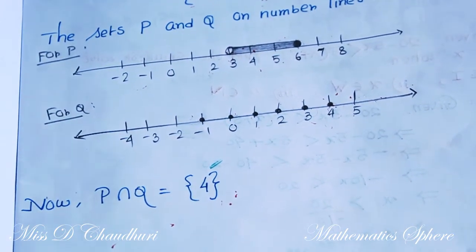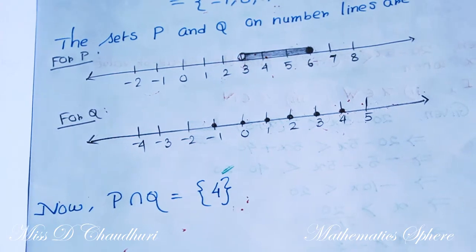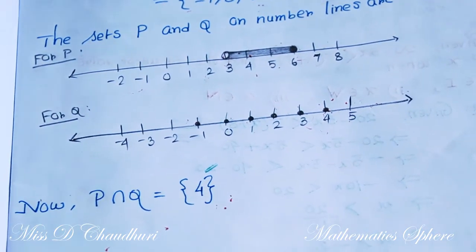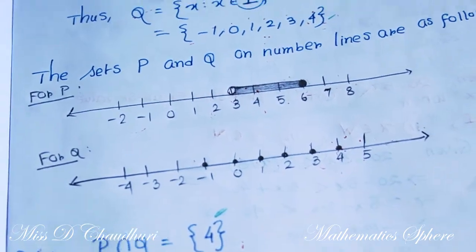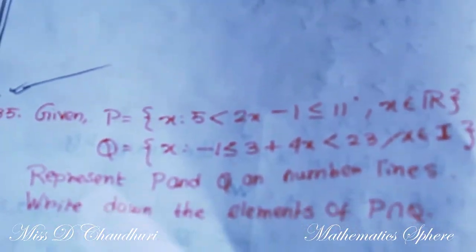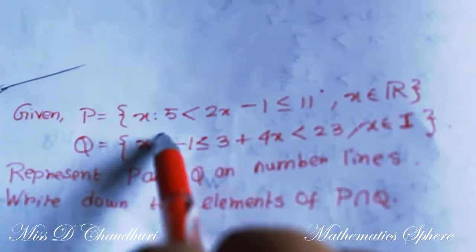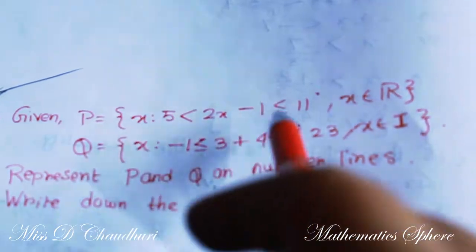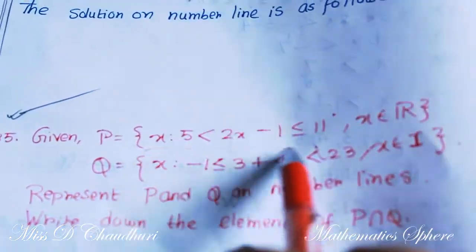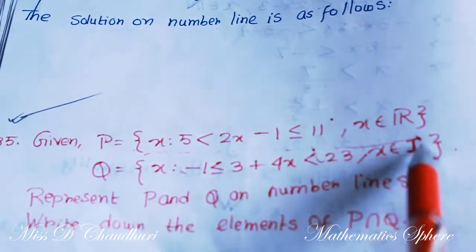This type of questions are also there in 34, 36, all the questions are of this type only. Means you will be given the set in set form in this way. You will pick up the inequality, then you are going to solve to get the values of this P set and get the values of this Q set, okay. So let's see the next question.